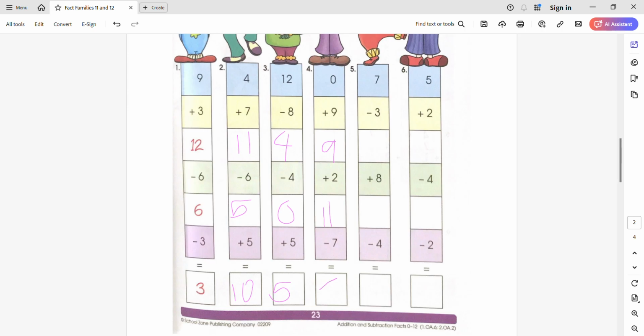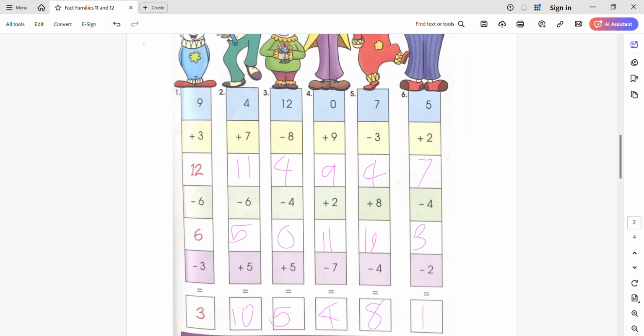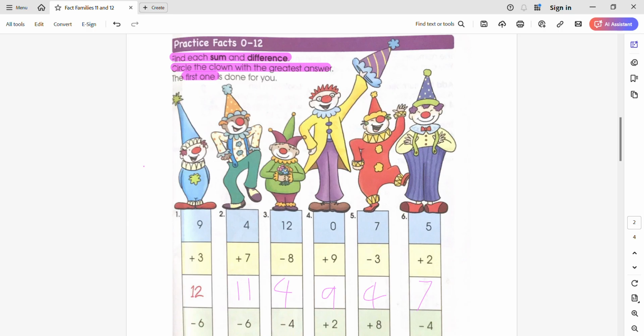11 minus 7 is 4, which you saw in the fact family. 7 minus 3 is 4. 4 plus 8 is going to be 12 because 2 plus 8 is 10, and another 10 is 12. 12 minus 4 is going to be 8. And then 5 plus 2 is going to be 7. 7 minus 4 is 3. 3 minus 2 is 1. So the greatest clown. So the clown with the greatest answer would be this one.